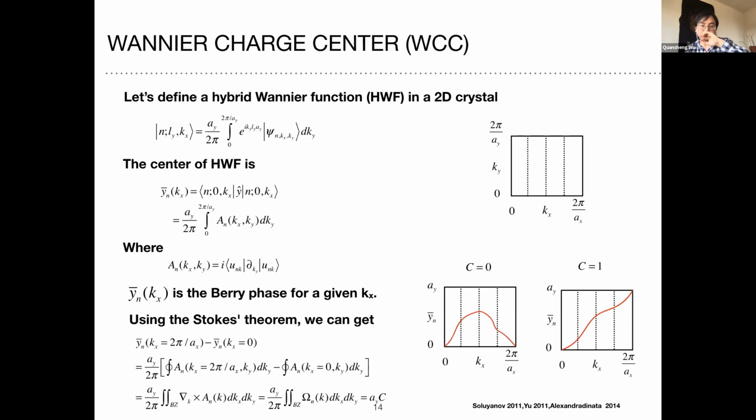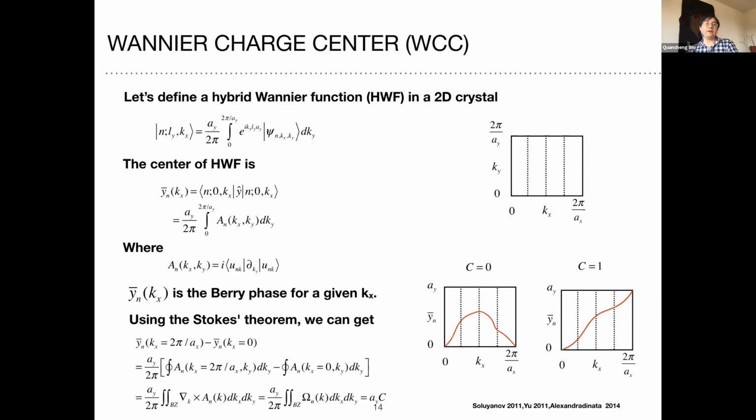Okay, let's study the two-dimension systems. For the two-dimension system, we have two good quantum numbers, Kx and Ky. In this case, we can define a hybrid Wannier function. It's defined like this: you only do the Fourier transform along the Y direction, and in the X direction, you keep the good quantum number Kx.